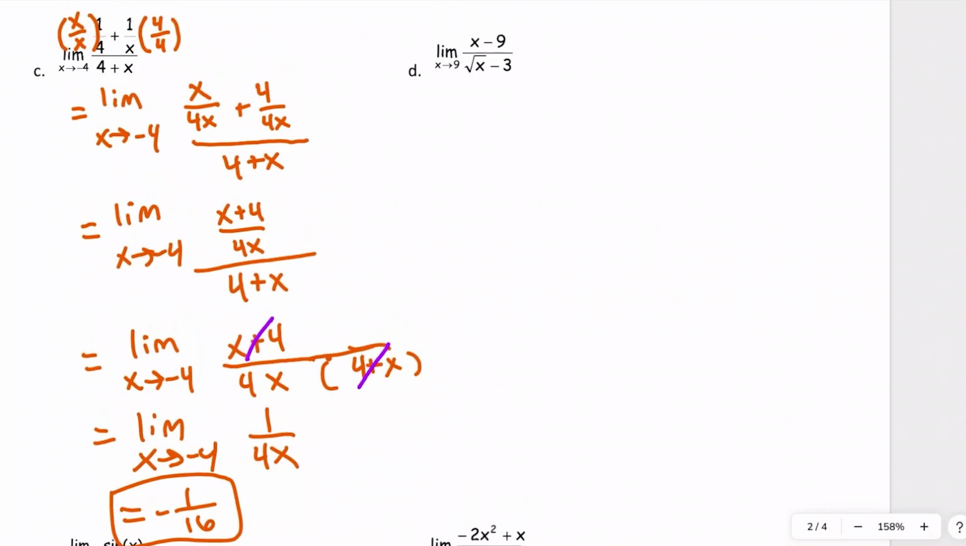D. Now, in this problem, I see that I've got a square root in there. And so anytime I've got a denominator or even a numerator where you've got a square root plus or minus a constant, that's going to be one of these rationalizing problems where we have to multiply both the numerator and the denominator by the conjugate of whichever side has that square root. In this case, the denominator. So I'm going to multiply both the numerator and the denominator by root x plus 3.